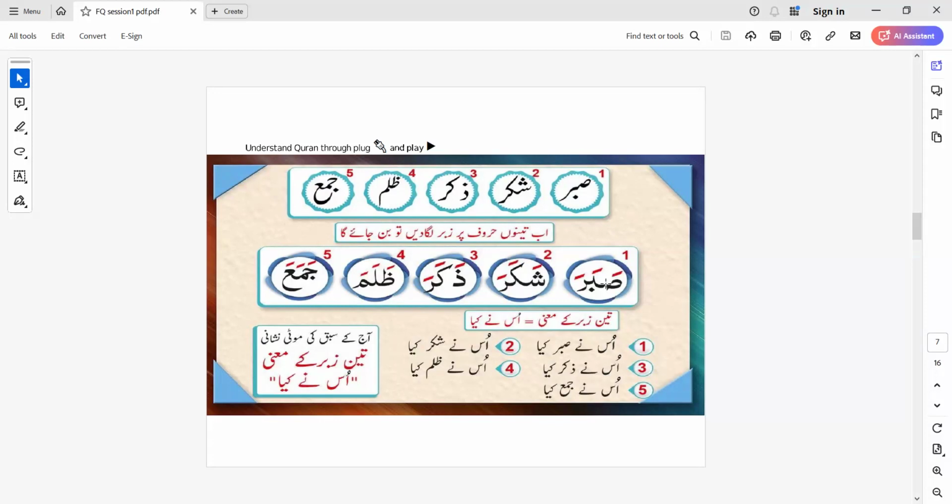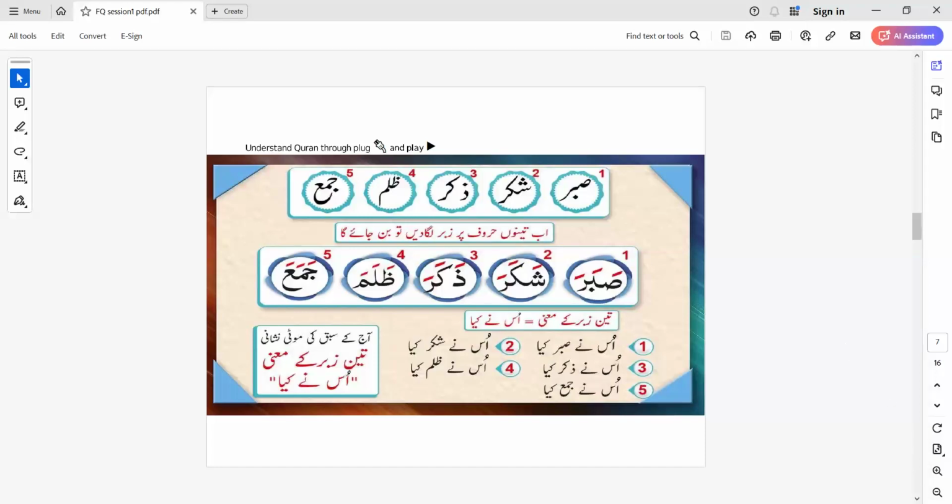They can become sabiruna, sabir, shakir, dakir, zalim, but everyone will have the root word inside. What is a root word? The root is the word from which you can make lots of words, putting this in the middle.